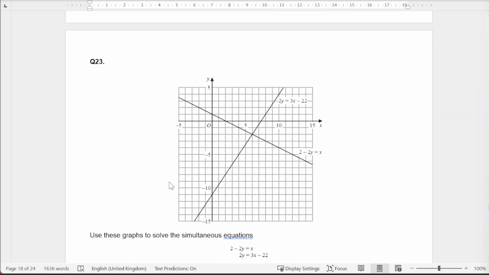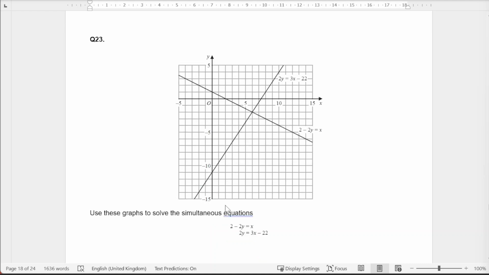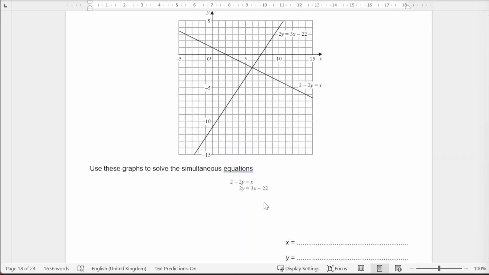Okay, question 23. Use these graphs to solve the simultaneous equation. 2 equations cross at an intersection point. The point where they intersect is going to be our solution. So they meet at the point 6, minus 2. So that's x is 6, y is minus 2.